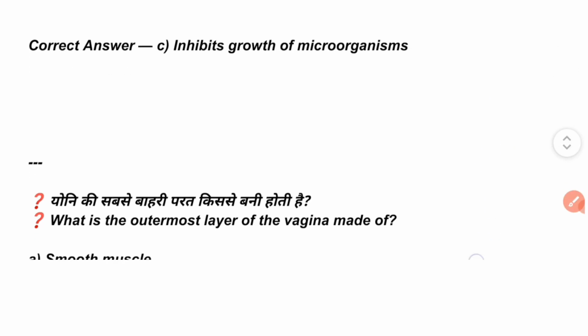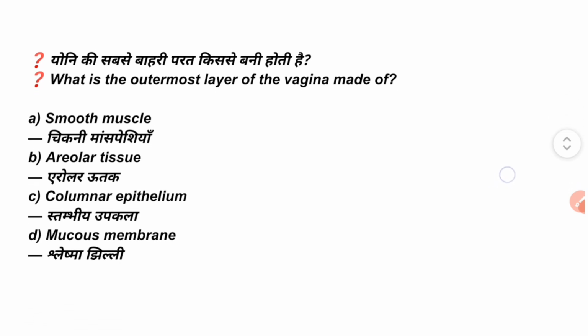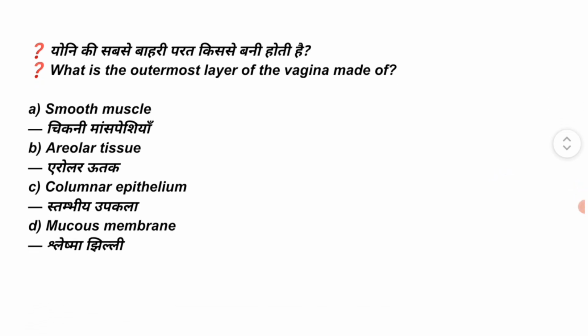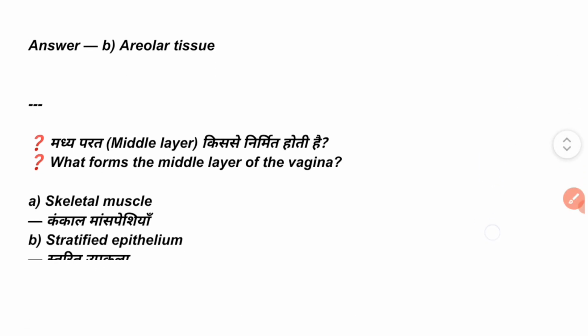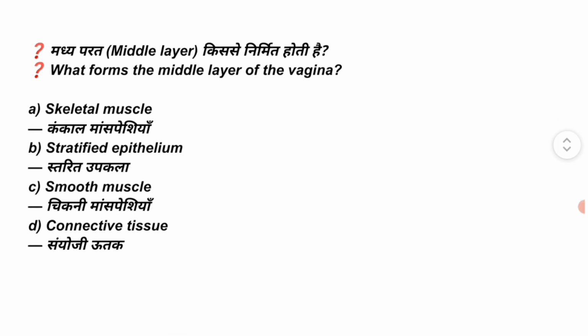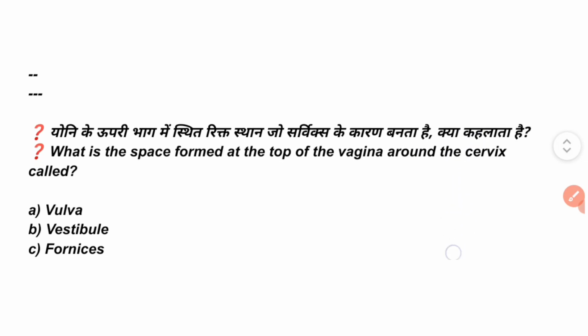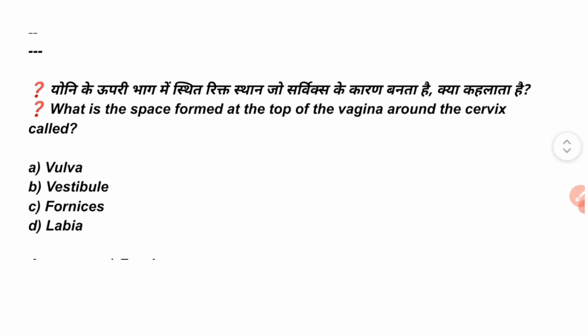Next question. What is the outermost layer of the vagina made of? The right answer is option B, areolar tissue. Next question. What forms the middle layer of the vagina? The right answer is option C, smooth muscle. Next question. What is the space formed at the top of the vagina around the cervix called? The right answer is option C, fornices.